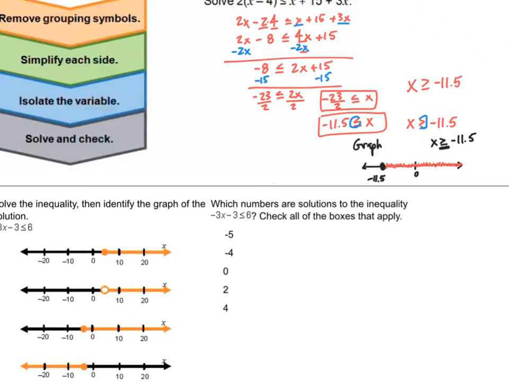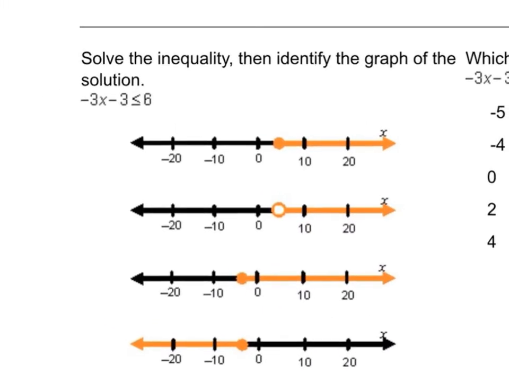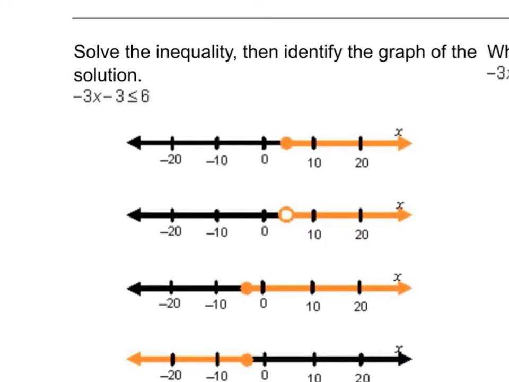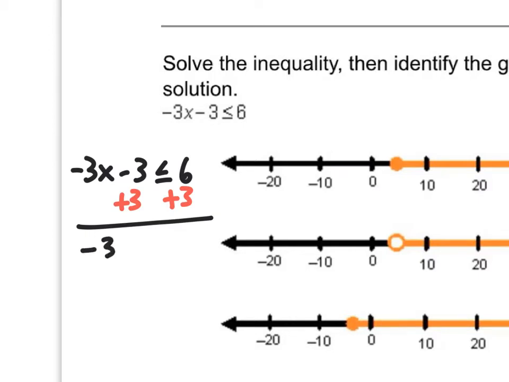All right, so now let's solve the inequality and then identify the graph of the solution. I'm going to rewrite this over here: negative 3x minus 3 is less than or equal to 6. I'm going to solve it like I would any other equation. I add 3 to both sides, and I get negative 3x is less than or equal to positive 9. But then here I divide by a negative 3 on both sides.